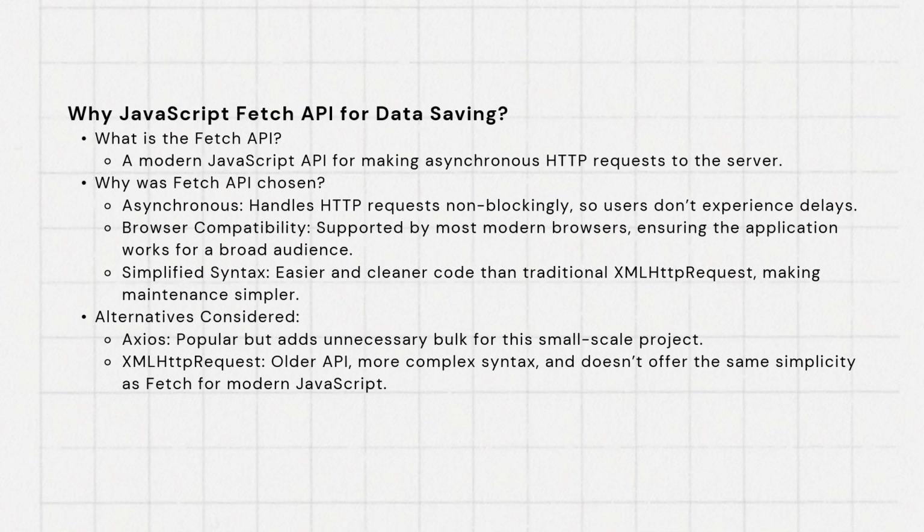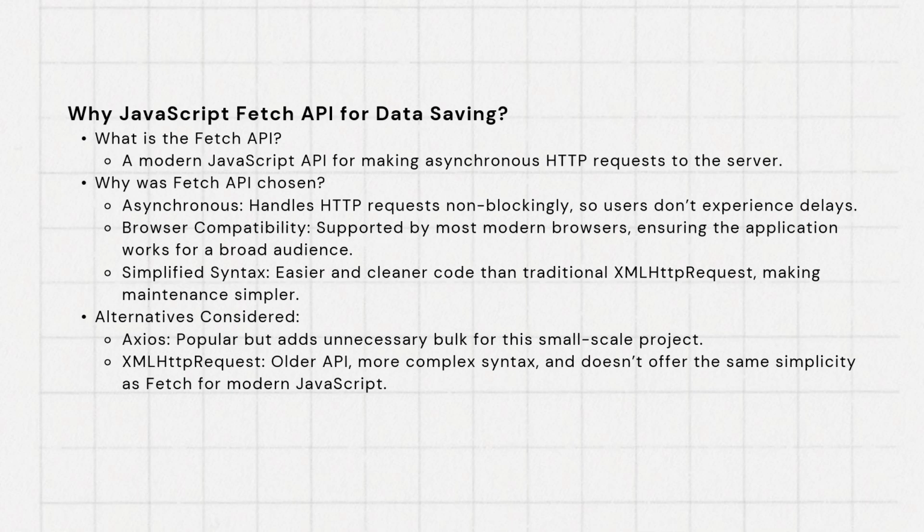Why JavaScript Fetch API for data saving? What is Fetch API? A modern JavaScript API for making asynchronous HTTP requests to the server. Why was Fetch API chosen? Asynchronous: it handles HTTP requests non-blockingly so users don't experience delays. Browser compatibility: supported by most modern browsers, ensuring the application works for a broad audience. Simplified syntax: easier and cleaner code than traditional XMLHttpRequest, making maintenance simpler.